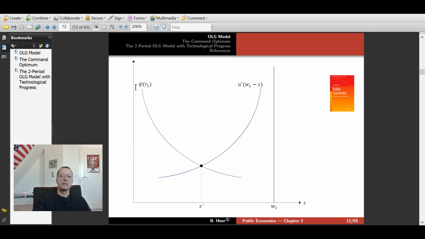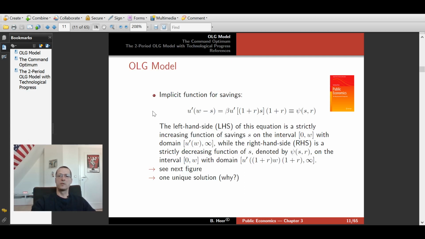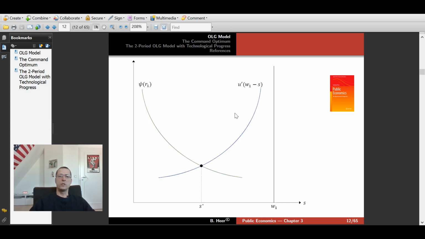Now, the right-hand side is a function of the savings rate, psi, and it's decreasing. So to notice that the right-hand side of this Euler equation is a decreasing function of savings, look at what happens to consumption next period. If savings increase, consumption, 1 plus R times S, will increase, and therefore marginal utility will decline. And it's easy to show that the point of intersection is unique for all our assumptions, and we have a unique equilibrium and a unique savings S star.